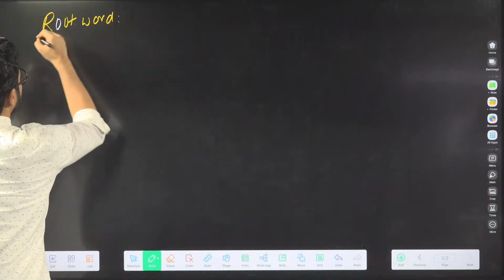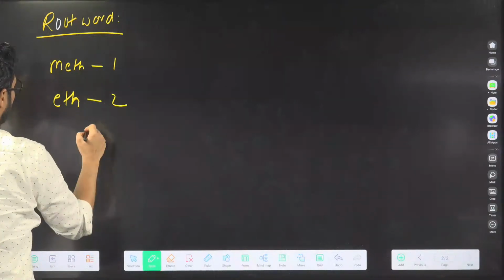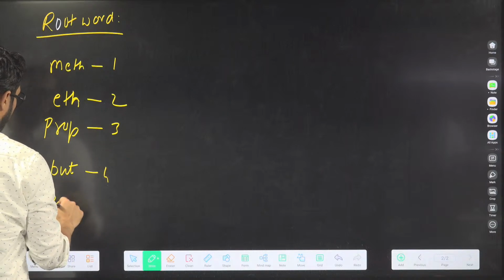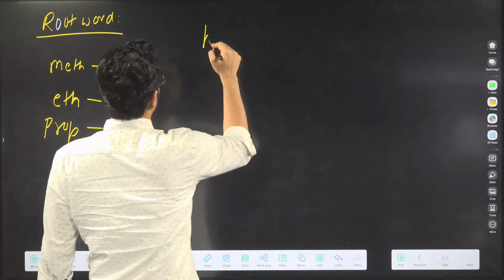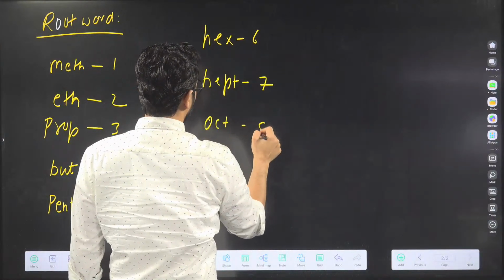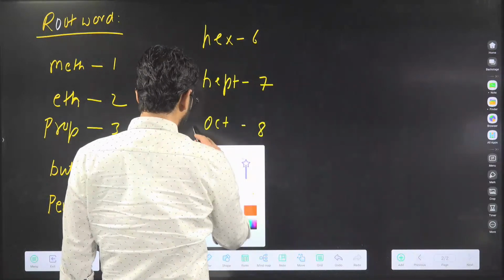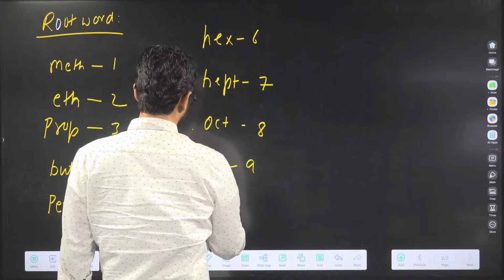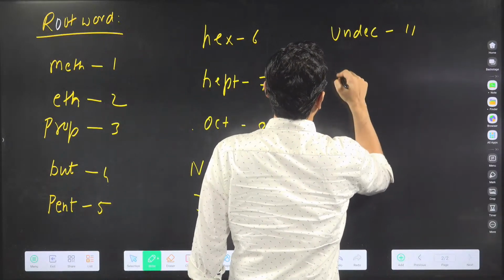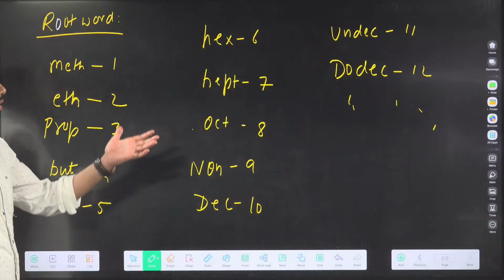Then you can mention the root words: meth, eth, prop, but, pent, hex, hept, oct, non, and in the IUPAC system we use dec, undec, dodec, like this. So these are the root words used.